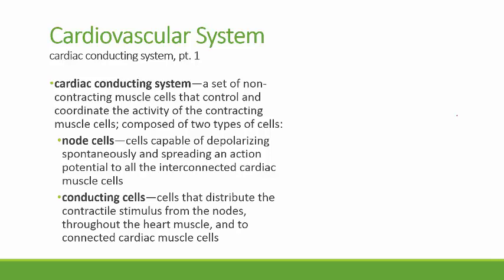And within the cardiac conducting system cells, we have two types of cells: node cells, which are capable of generating a depolarization spontaneously on their own, without any nervous input. When that depolarization develops, it can spread among any interconnected cardiac muscle cells, and we see contractions in response. So node cells can spontaneously stimulate a depolarization, causing any attached contracting muscle cells to start a contraction.